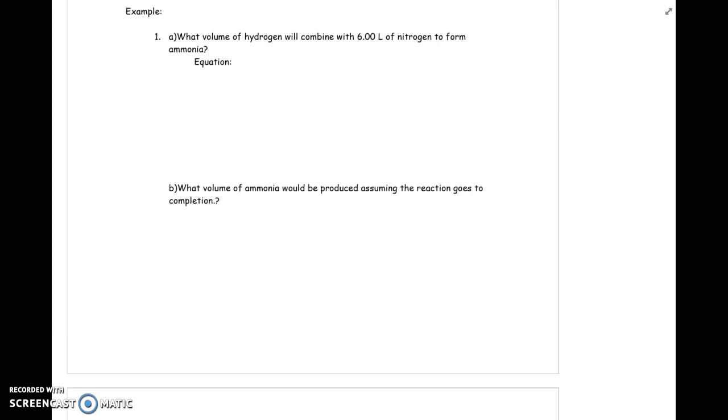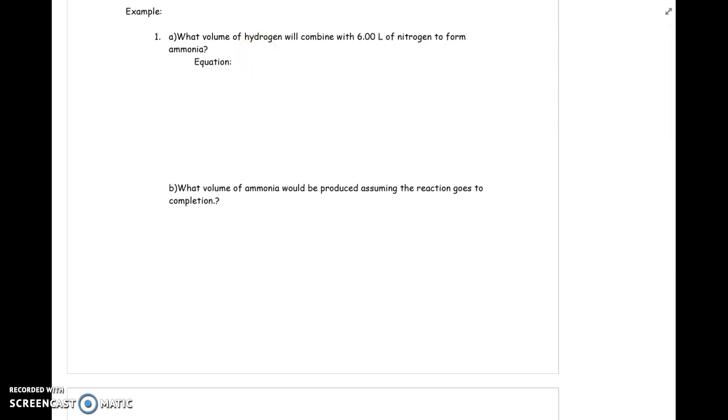Now let's look at an example with Gay-Lussac's law. You can see here that we're going to try and work out the volume of hydrogen gas that will combine with the volume of nitrogen gas to form ammonia gas. So we first of all need to write an equation.